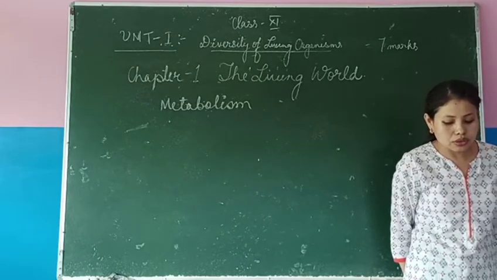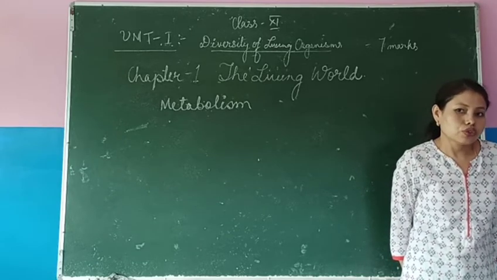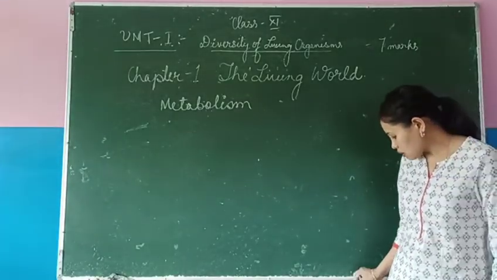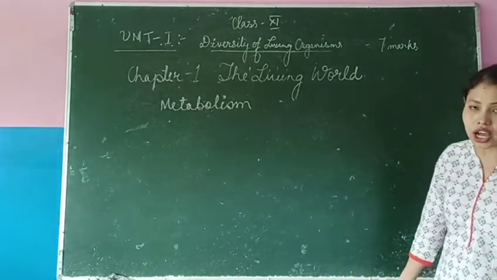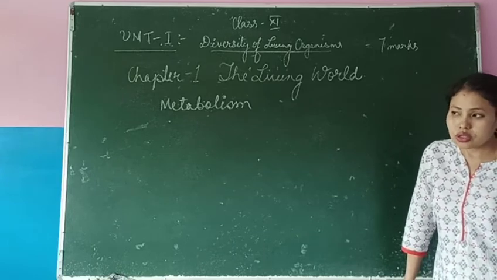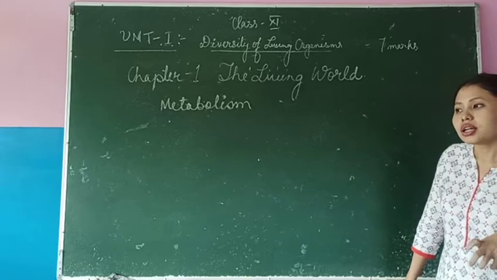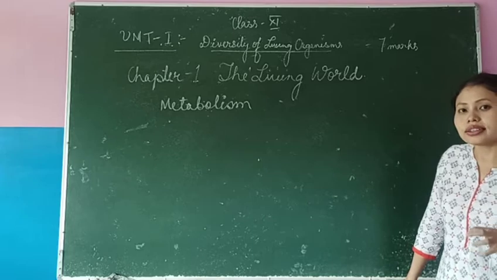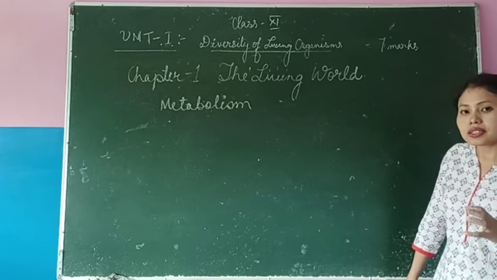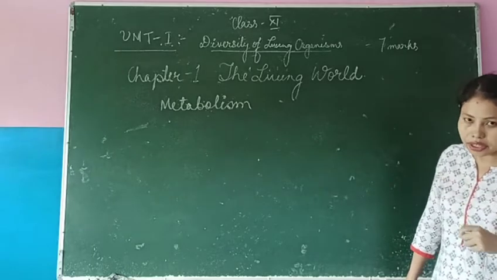Before we go further into the definition of metabolism, I would like you to remember your standard 10 chapter on life processes. Life processes include processes like nutrition, digestion, respiration, excretion, control and coordination. All these processes are said to be the basic criteria to define a living organism, right? When we say life process, it means that an organism shows these processes in order to be living.